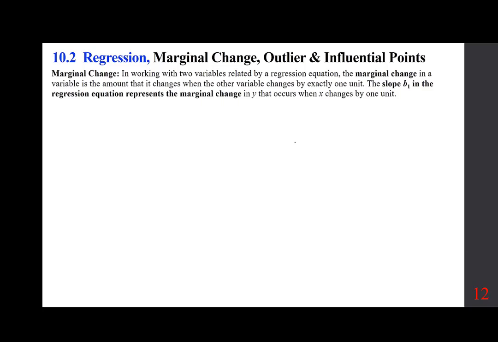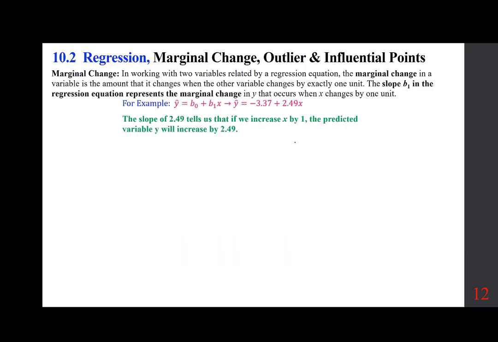Okay, so as an example, this is the formula for y bar, class: y bar is negative 3.37 plus 2.49x. As you can see, the slope is 2.49. It's very clear the slope is 2.49, mx, if you will, however you want to put that.